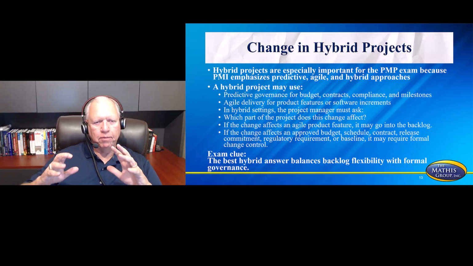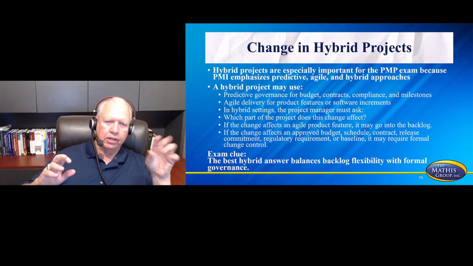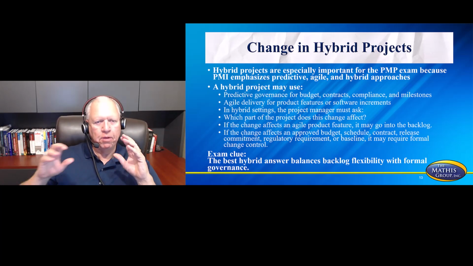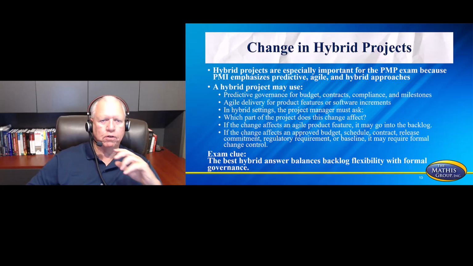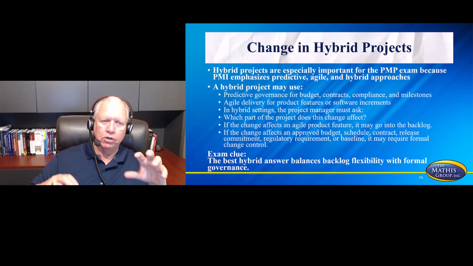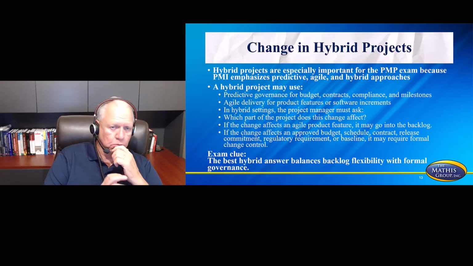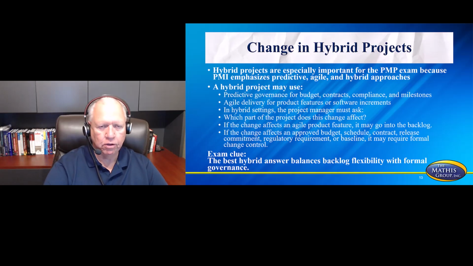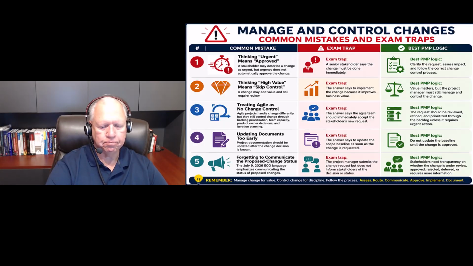Because hybrid can be anything, it can be more predictive, and the next hybrid could be more agile, you have to read your test question really carefully to see which it is. If it's more predictive, then maybe you do need a change control board. If it's more agile, then maybe you are talking to the product owner and putting it into the product backlog.